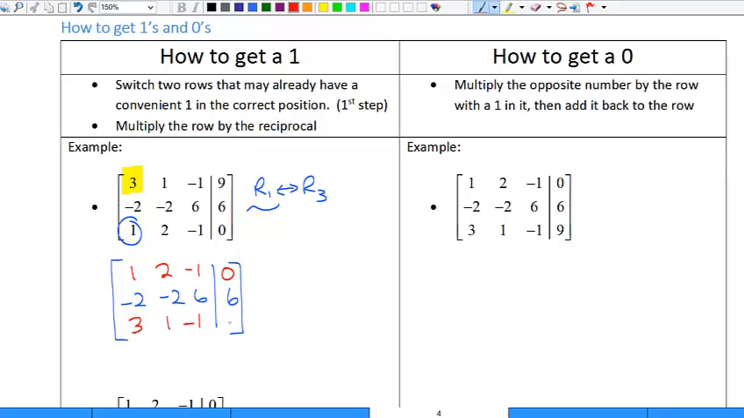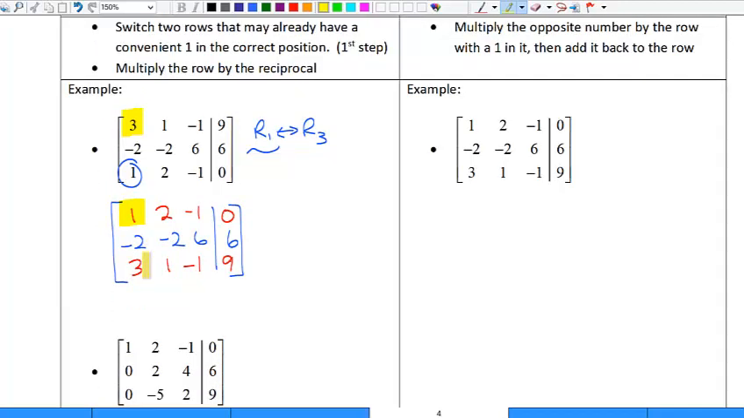I'm allowed to do this because if my original problem with the equations was written in a different order, it would still be the same solution. Just because the equations were written in a different order, it doesn't really mean much, which is why I'm allowed to switch rows when I want to. Have I successfully got the 1 where I want it? Yes, I have. Yay. So that's one method of getting a 1, usually only used in the first step.